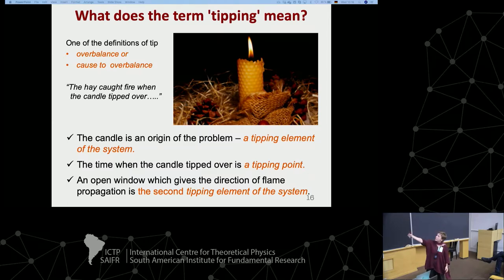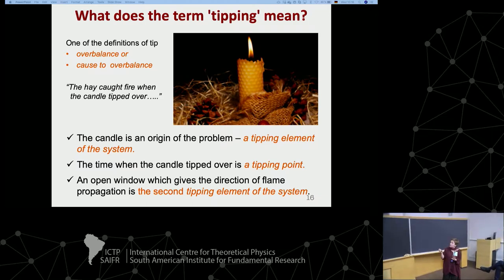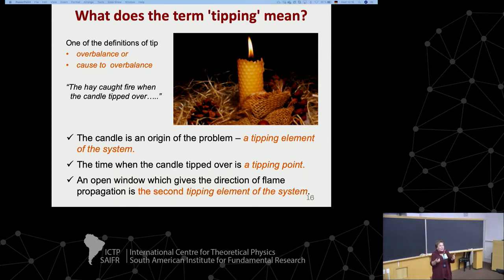Tipping is overbalance, or cause to overbalance. For example, the hay caught fire when a candle tipped over. The candle is the origin of the problem, a tipping element of the system. The time when the candle tipped over is the tipping point, the date when it happens: time, hour, minute.